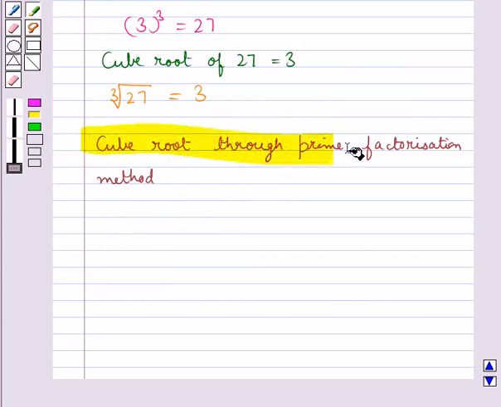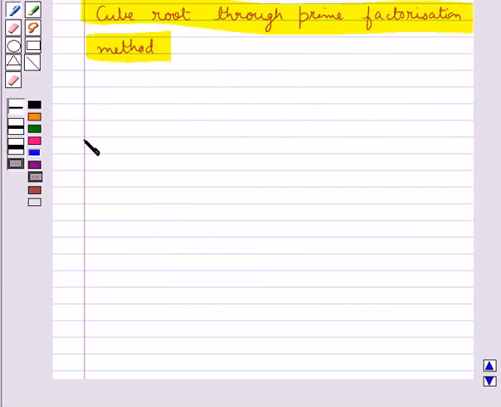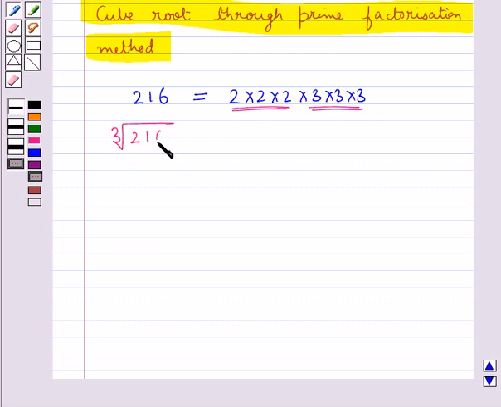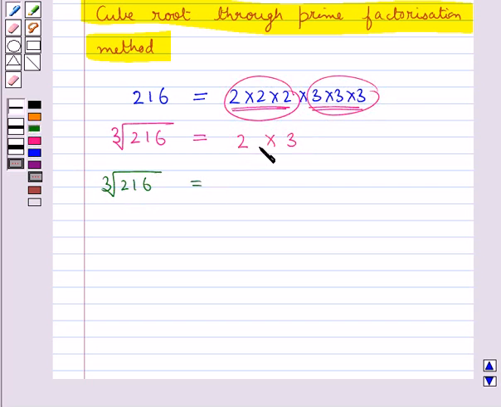Now we shall discuss cube root through prime factorization method. Consider the number 216. Now prime factorization of 216 is given as 2 into 2 into 2 into 3 into 3 into 3. Now let's make triplets of these prime factors. So this is one triplet and this is the other triplet. Now cube root of 216 is given by taking out one factor out of each triplet. So from this triplet we take out a 2 multiplied by 3 from this triplet. So we get that cube root of 216 is equal to 2 into 3, that is 6. So this is how we can find the cube root of any number through prime factorization method.